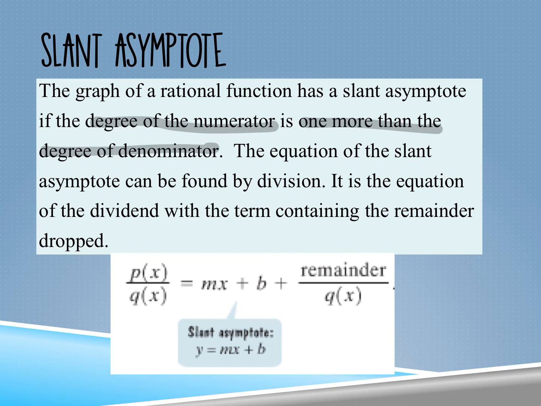So you can have a vertical and a horizontal. You can have a vertical and a slant. You cannot have a horizontal and a slant. The way we find the slant asymptote's equation is by dividing your numerator by your denominator. Sometimes you can do it synthetically. Sometimes you have to use long division. And then you literally take the quotient and ignore the remainder.